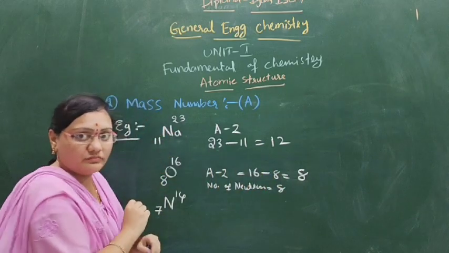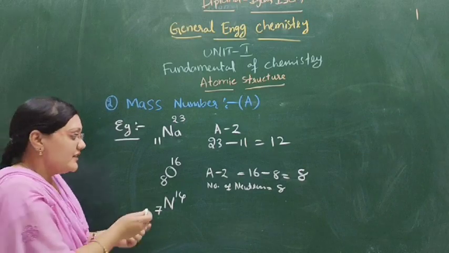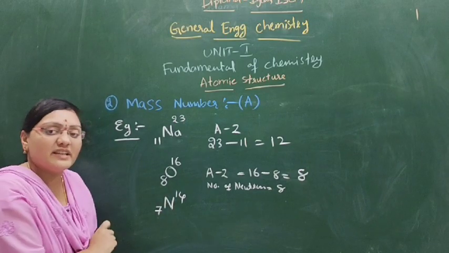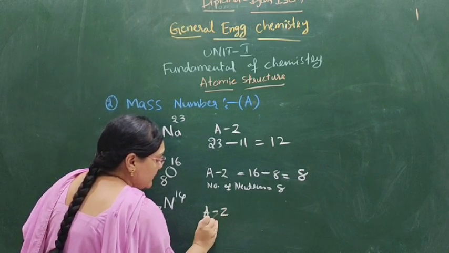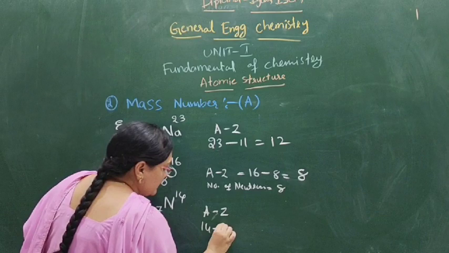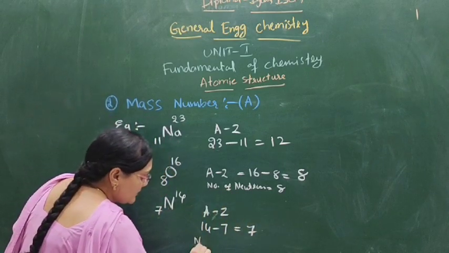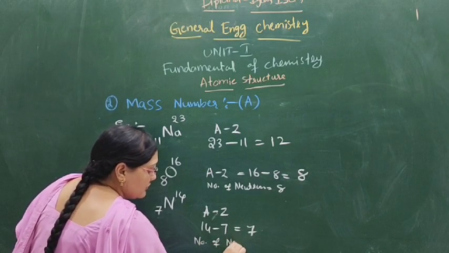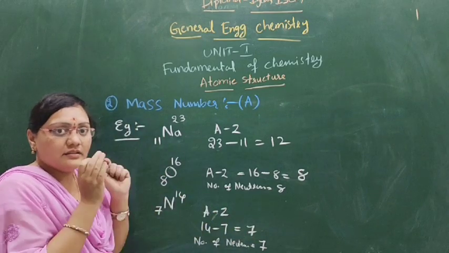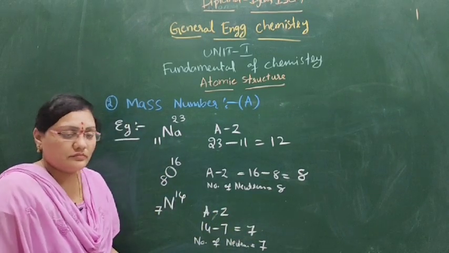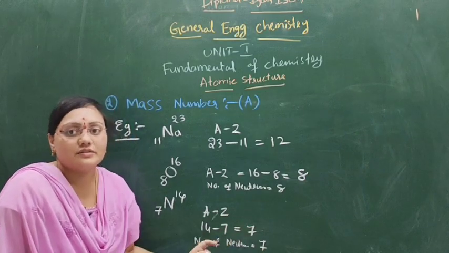Another example is nitrogen. The atomic number is 7 and the mass number is 14. The formula is A minus Z: 14 minus 7 equals 7. The number of neutrons is 7. Protons 7, neutrons also 7.